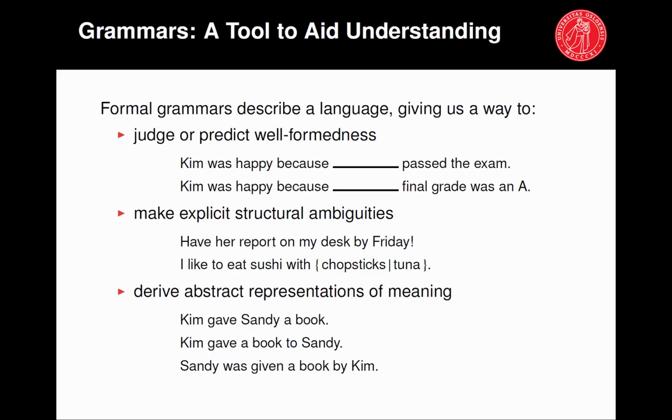And ultimately, syntax is a tool to associate representations of meaning, semantics, to natural language utterances. So all of these three sentences describe the same situation. And there are three different syntactic forms, but I would like all three to arrive at the same meaning representation. So some abstract logical form that says, well, there was a transfer of a book from Kim to Sandy. Effectively, that's what this means. That is what these three sentences mean. Okay, so that was our introduction to formal grammar.